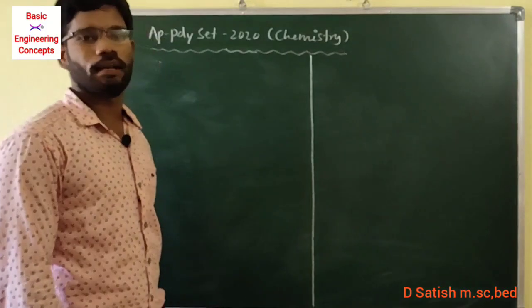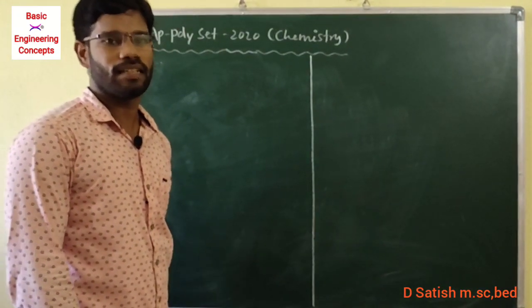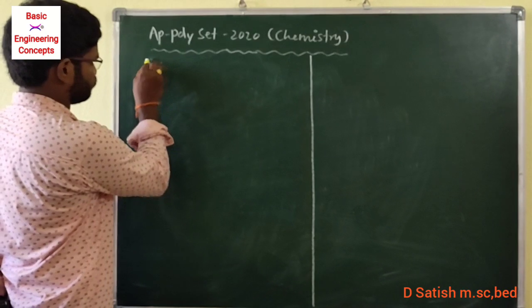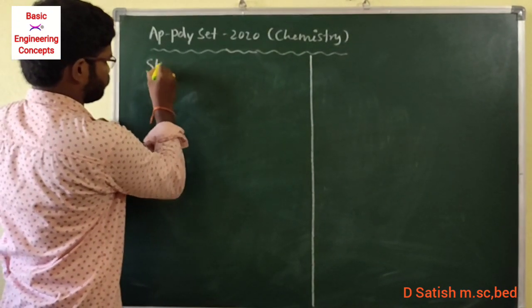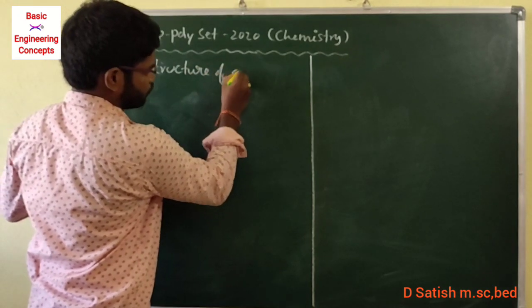Now I will discuss the AP Polycet chemistry syllabus. In this, the first lesson is structure of an atom.